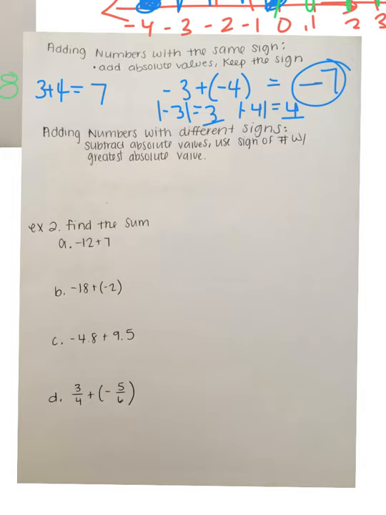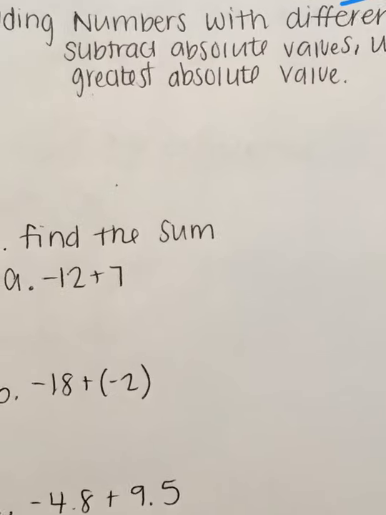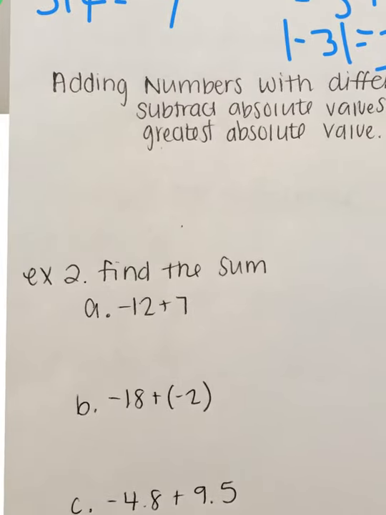Okay, adding values with different signs. If we're adding numbers with different signs, we want to subtract their absolute values, and then the sum is going to have the same sign as the one with the greatest absolute value. It sounds a little bit confusing, but let's do this.